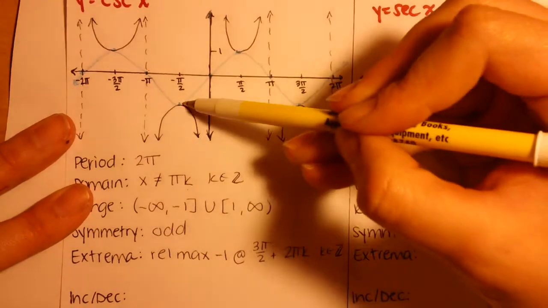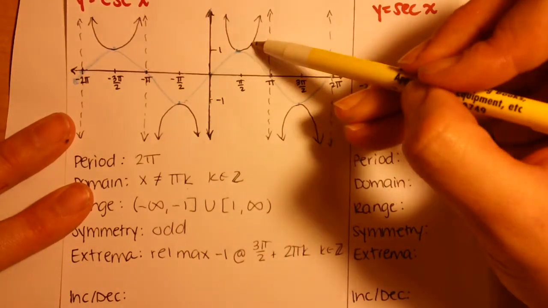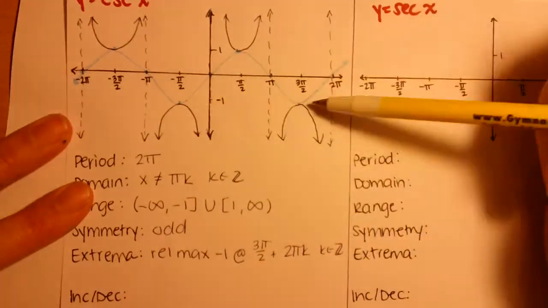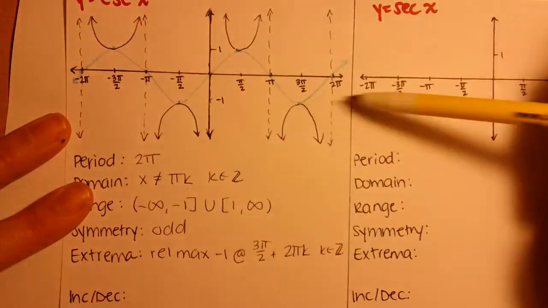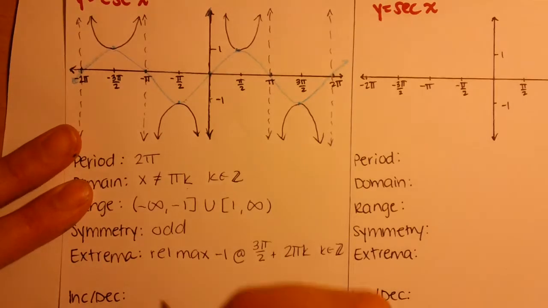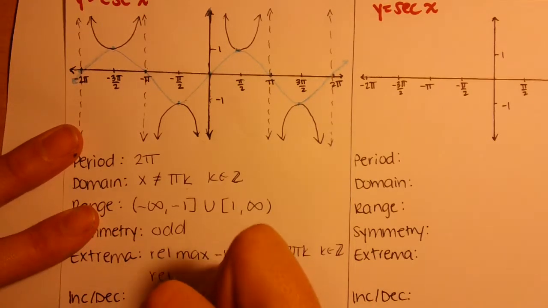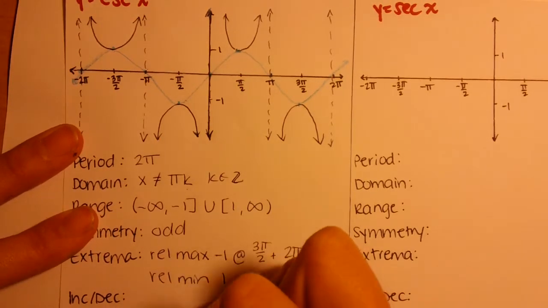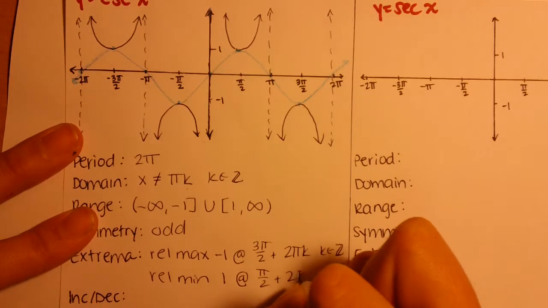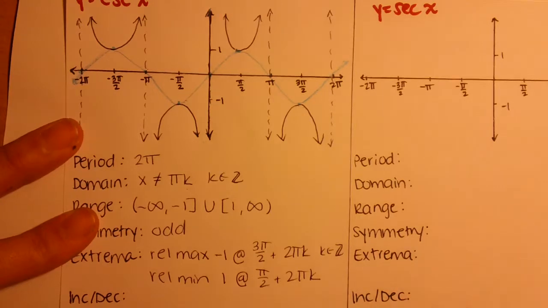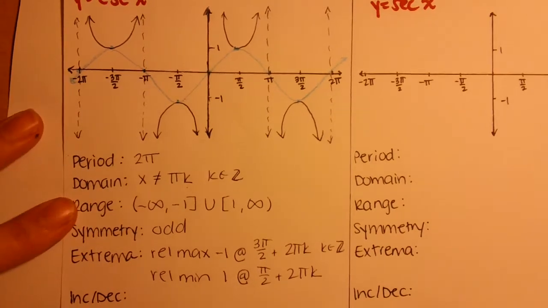Because we can see this is a maximum here, but it's relative because there's still stuff higher. So this max is at 3 pi over 2. If we subtract or add 2 pi, we'll get to another max. And also we'll have a relative min of 1 at pi over 2 plus 2 pi k. And then for increase and decrease, it's going to oscillate.